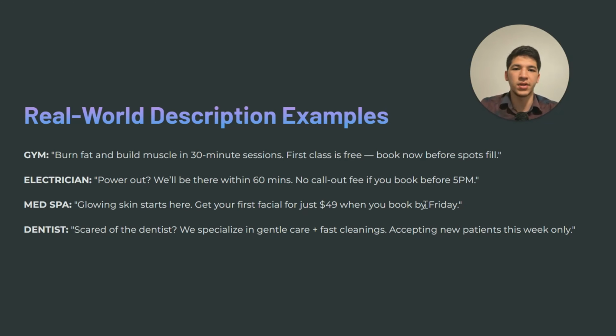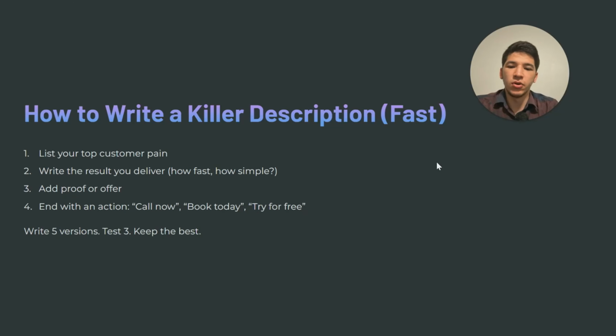You can play around with it a lot because it's a description and you can put your things in a lot of ways. So I'll tell you a really fast way to write a high converting description for your ad. List your top customer pain, write the result you deliver and how fast and how simple, add proof or offer, and end with an action: call now, book now, try for free. This is the most commonly used by me as well. This is the golden trio, I would say.